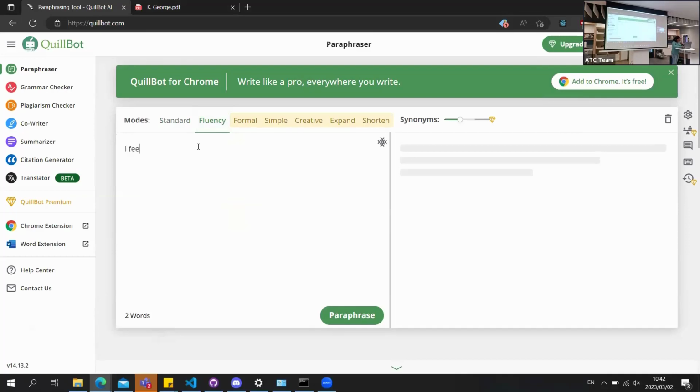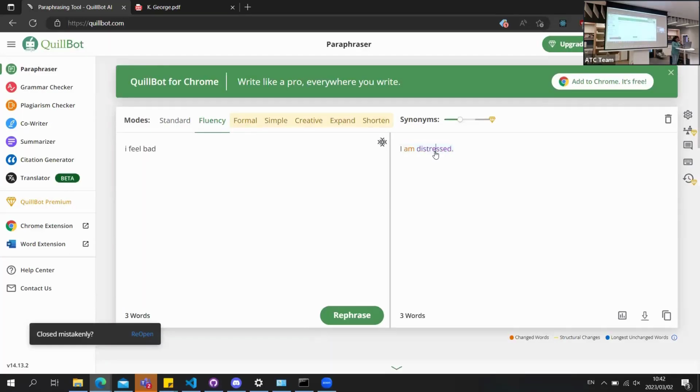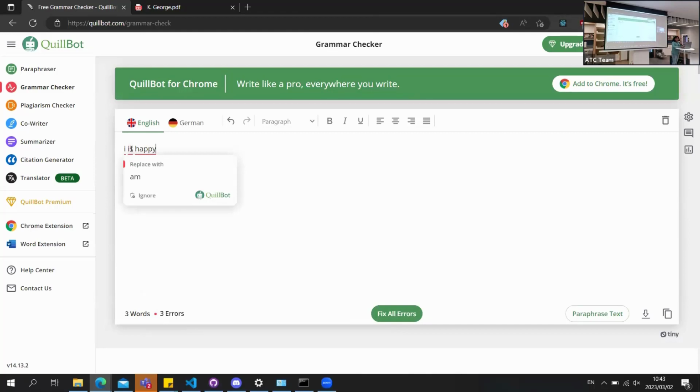Let's say I write, I feel horrible. If you paraphrase that, it would use a thesaurus also to give you other words that could be used, other words that give the same tone, same meaning. There's also a grammar checker built in. So if you write I is happy, it should give an error saying that it should be I am happy. So it identifies a grammatical context and checks that the right word is used, the right participle.